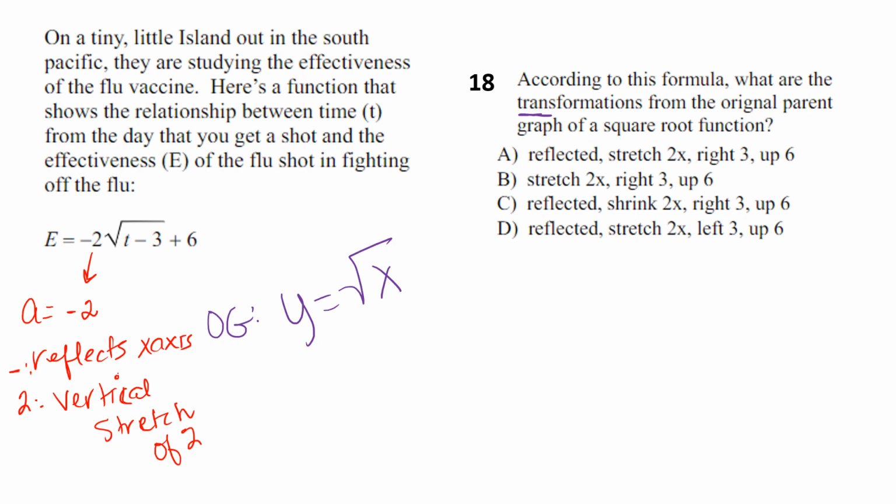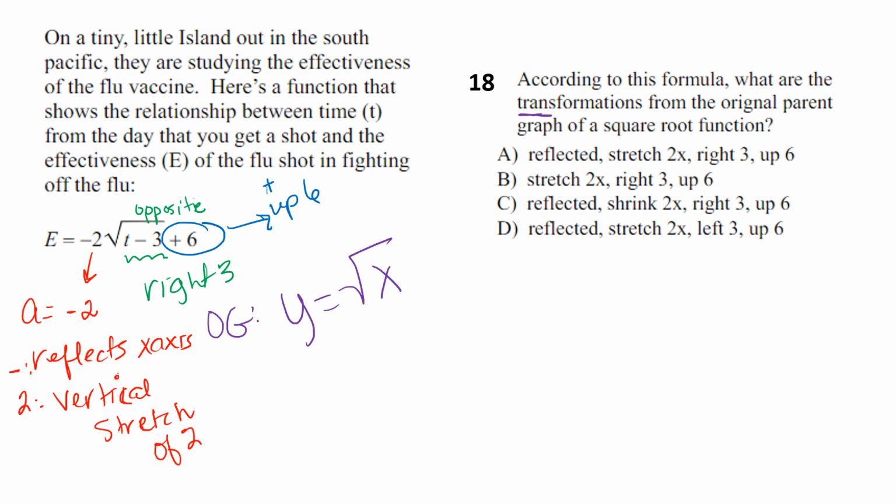All right, our next little part inside parentheses is always going to do the opposite every single time. So if you see t minus 3, that's actually traveling to the right 3 units. And then last but not least, our y value at the very end tells us if we're going to shift up 6 or down 6. Since it's positive, we are going up.